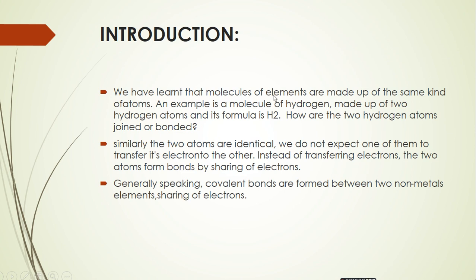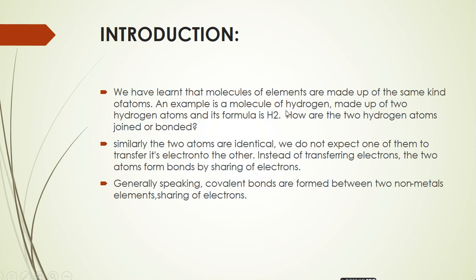We have learned that molecules of elements are made up of same kind of atoms. An example is a molecule of hydrogen made up of two hydrogen atoms and its formula is H2. How are the two hydrogen atoms joined or bonded? Similarly, the two atoms are identical. We do not expect one of them to transfer its electron to the other. Instead of transferring the electrons, the two atoms form bonds by sharing of electrons.